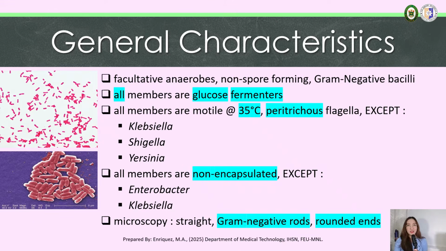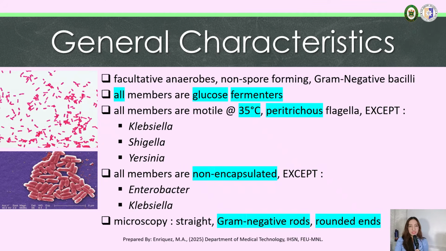Next, all Enterobacterales are non-encapsulated except for two, yung EK. So, EK stands for Enterobacter and Klebsiella. Since these two are encapsulated, we could expect that in culture, they would produce mucoid colonies. Okay, so ulitin po natin, all members of Enterobacterales are motile at 35 degrees Celsius except for SKY, Shigella, Klebsiella, and Yersinia. Next, all members are non-encapsulated except for two, which are EK, Enterobacter and Klebsiella.